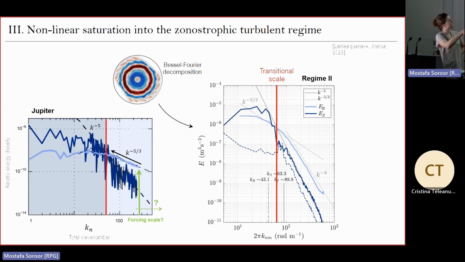However, you can see that it's difficult to argue for a clear k to the minus 5/3 slope on the residual spectrum. This is the gray line. It's not very well visible. So we thought that this is maybe due to the fact that our forcing scale is really close to the transitional scale. And what it means physically is that as we force, the flow is already anisotropic. So there is no space for an isotropic inverse cascade to develop between the forcing scale and the transitional scale. There's not enough scale separation between the forcing and the transitional scale.